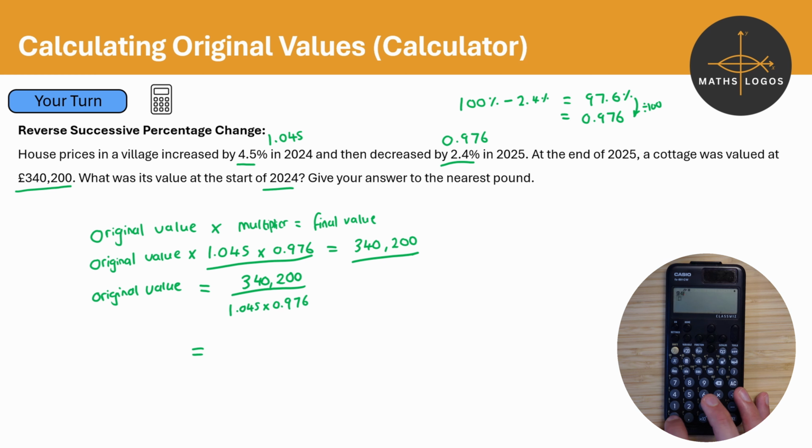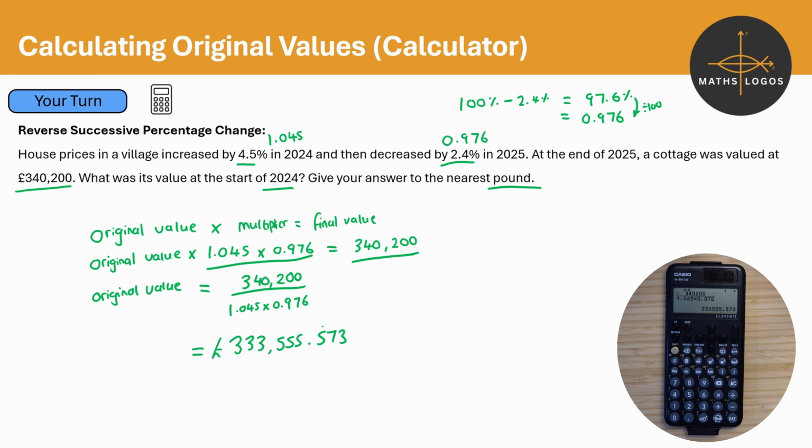340200. And that gives us this answer of 333,555.573. Always write out your full calculator display. We're talking about house prices, so this is of course in pounds. Give your answer to the nearest pound, then check the question for the degree of accuracy they've asked for.